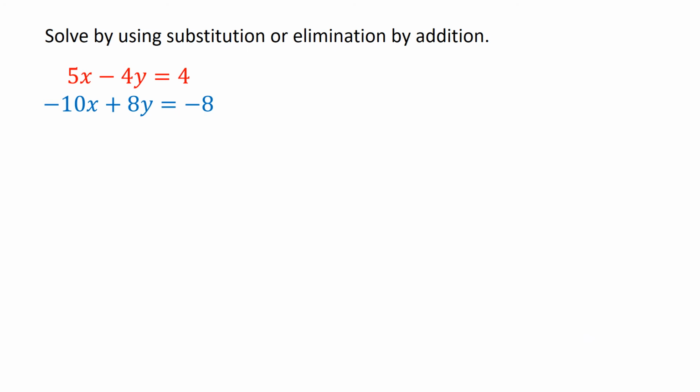So for this problem, we're told that we can do this by substitution or elimination by addition. Personally, I usually do elimination by addition unless one of my variables is easy to solve for or is already by itself. In this case, I see that I have a 5x and a negative 10x, so I could multiply the first equation by 2 to get 10x, and then when I add them together, that would cancel the x's out. So that's what I chose to do.